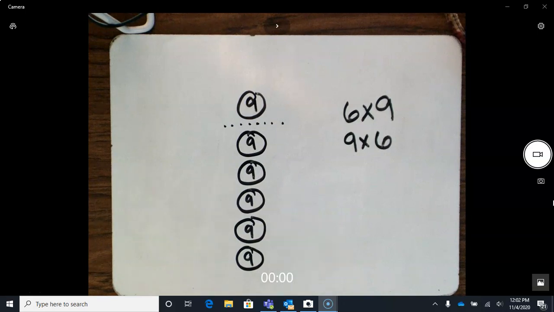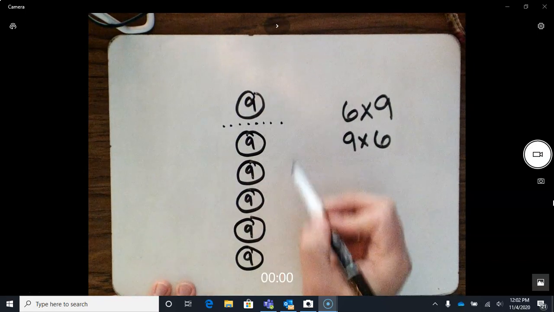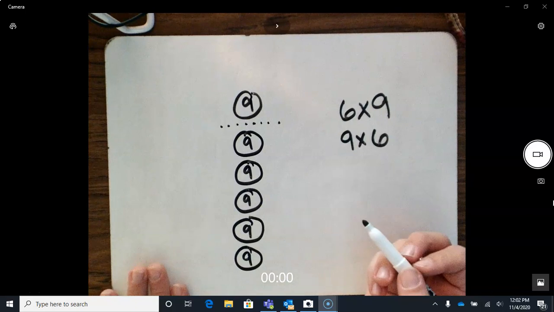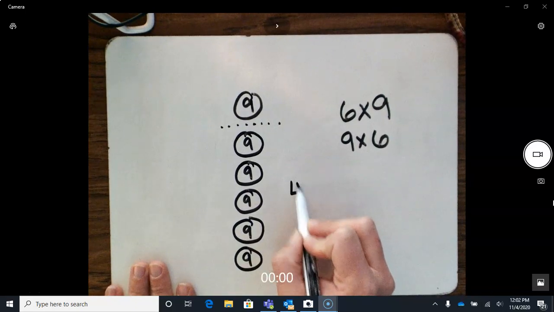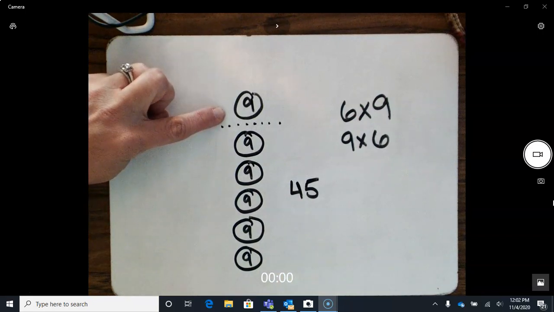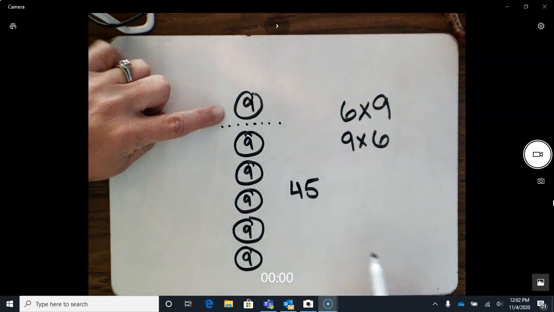Now, we just talked about how we could use our knowledge of 5 times 9, or 5 times 7 in the problem before, to help us solve this new problem using 6s. So let's think. These 5 9s were what? What was the product of that 5 9s? Yes, 45. And then what did we do above the dotted line? Yes, we added one more group of 9.